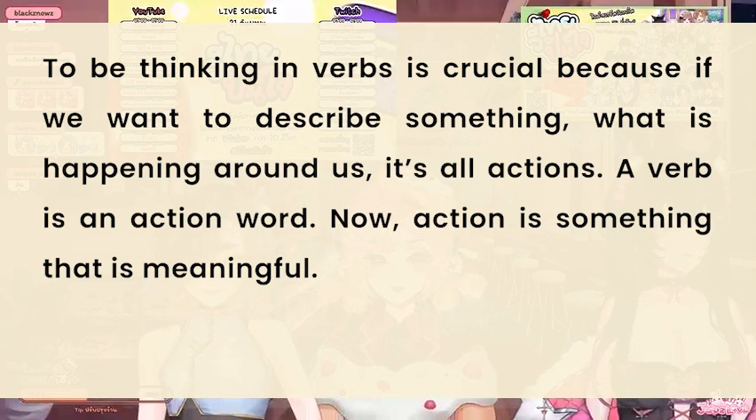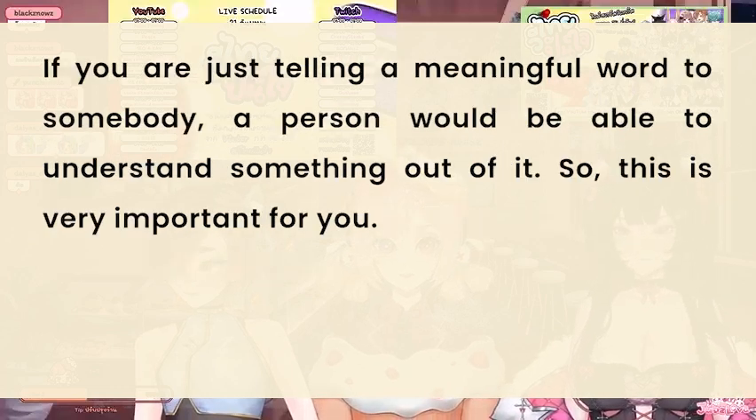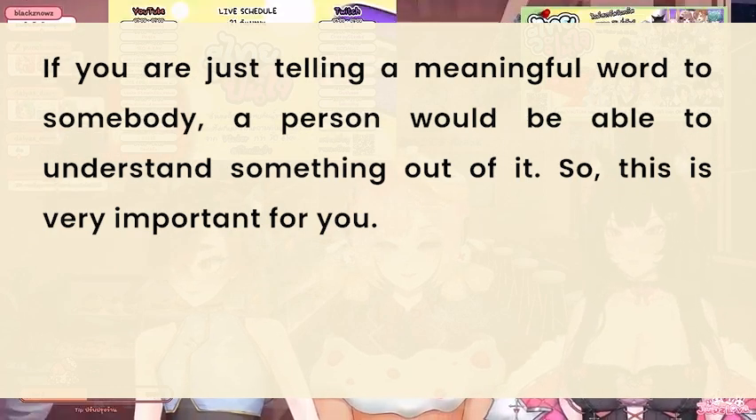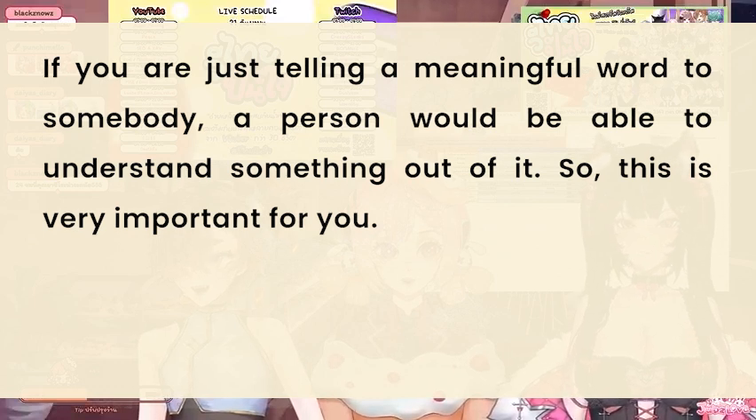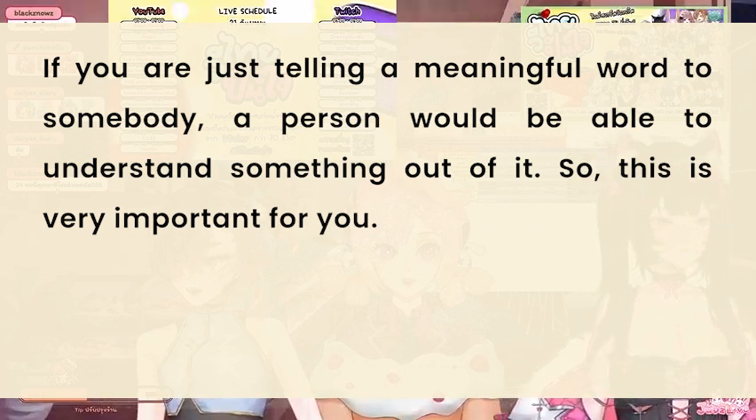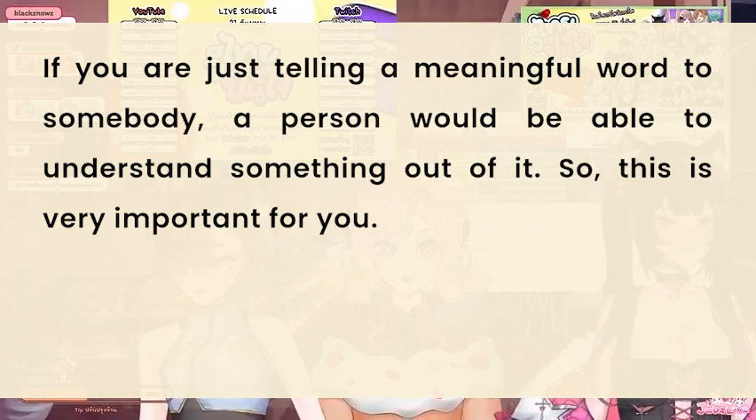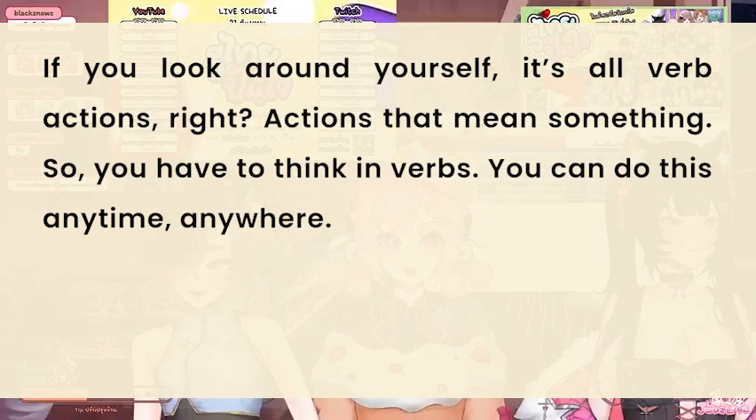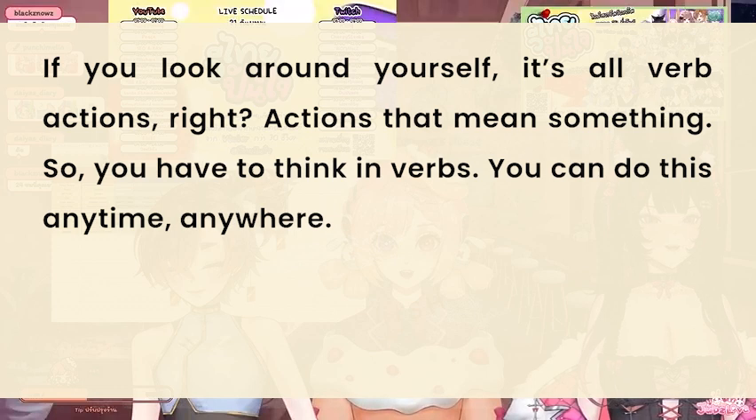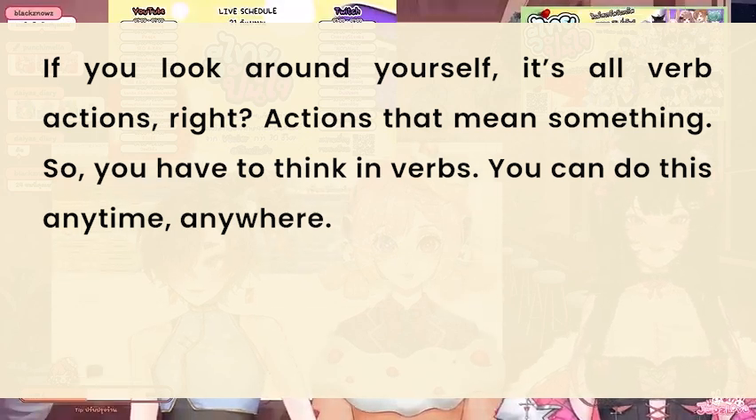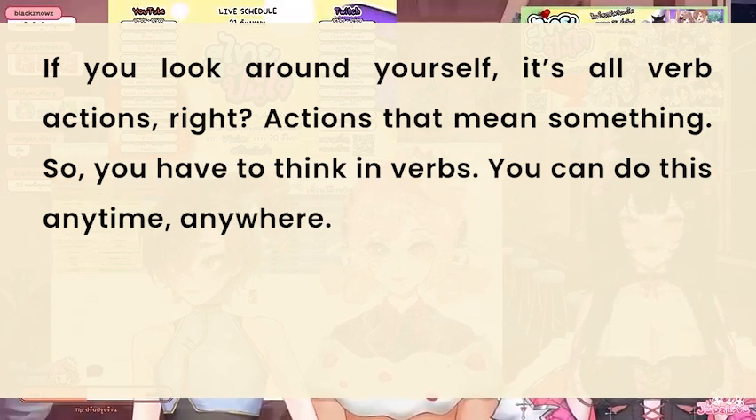Now, action is something that is meaningful. If you are just telling a meaningful word to somebody, a person would be able to understand something out of it. So, this is very important for you. If you look around yourself, it's all verb actions, right? Actions that mean something. So, you have to think in verbs.